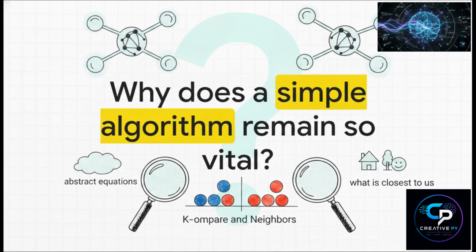Which leaves us with this final provocative thought. In an age of hyper-complex deep learning, neural networks, and massive artificial intelligence models, why does a simple compare and contrast algorithm remain so vital to our future? Well, perhaps it's because, at the end of the day, some of the most powerful and reliable insights come not from abstract equations, but from simply observing what is closest to us.